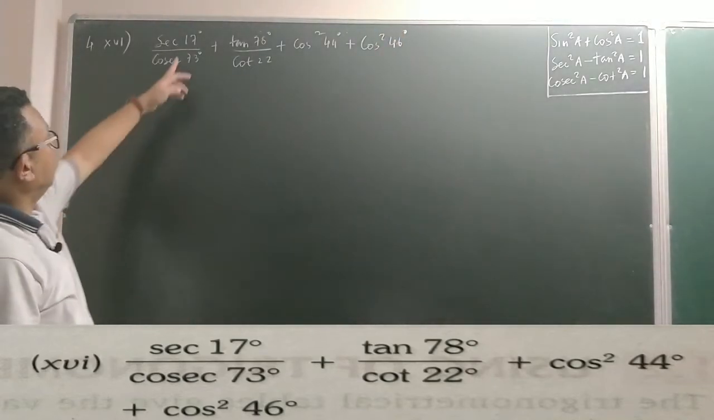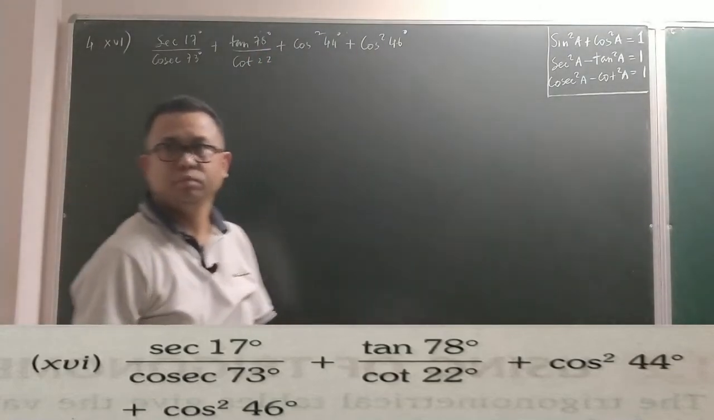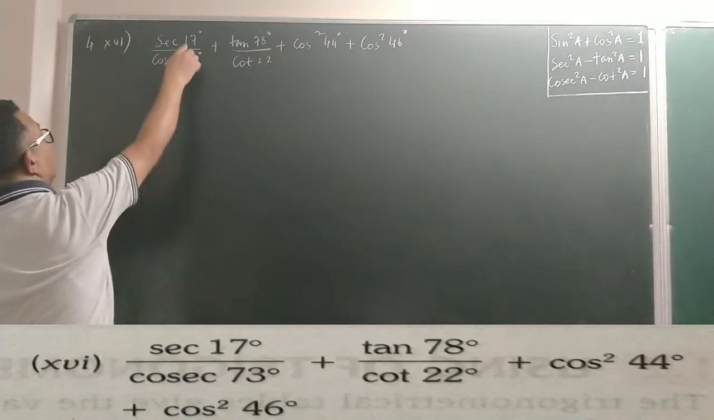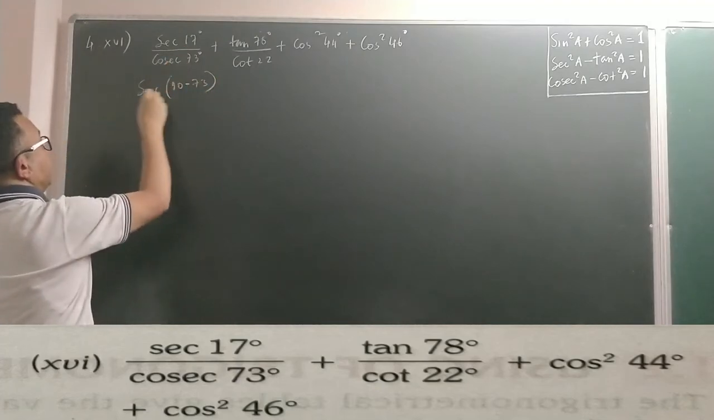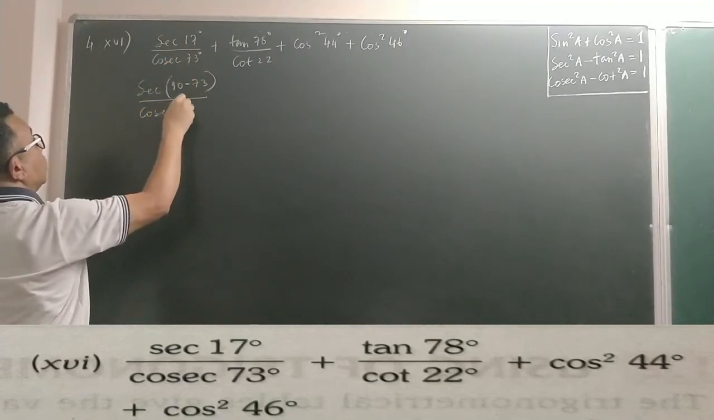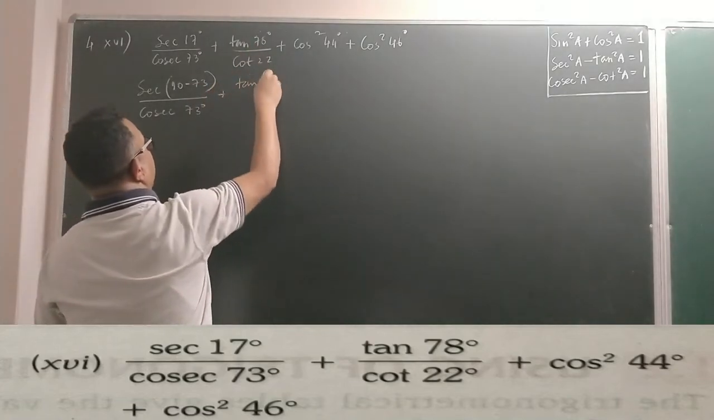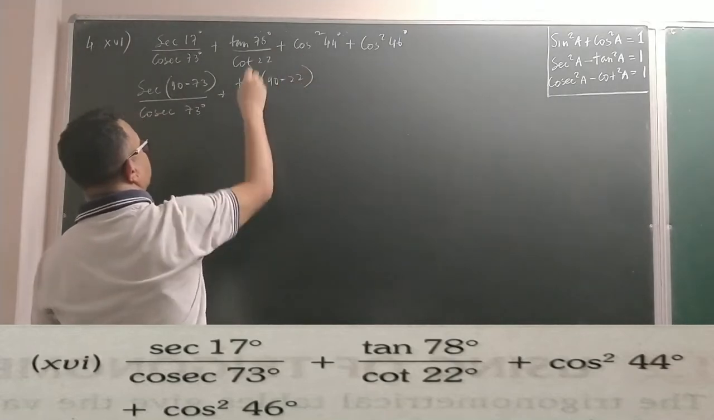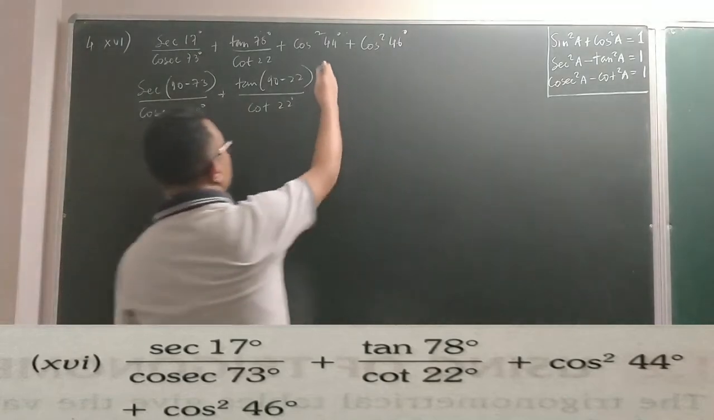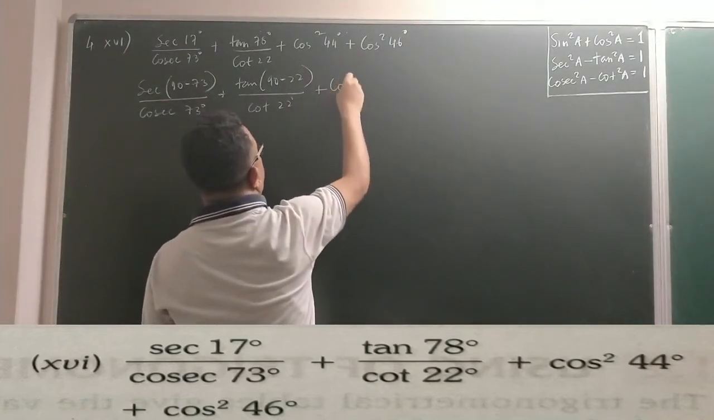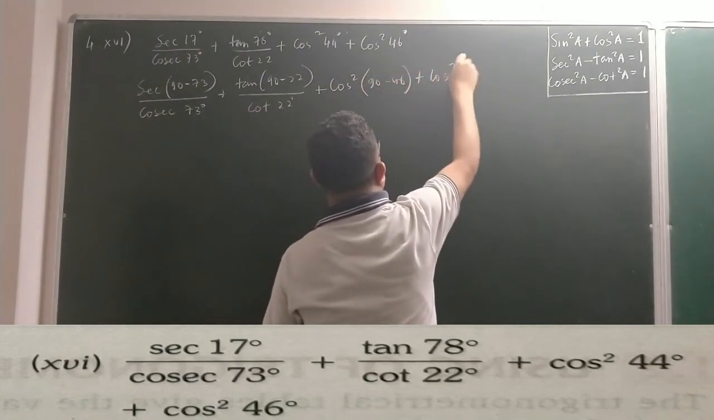See, complementary angles: I'll change one of them, complementary, change one of them, complementary, change one of them. So maybe something will come out of it. Let me change the upper one. So sec 17, let me write 90 minus 73, because 90 minus 73 is 17. Lower side I'm not changing, cosec 73. Plus here, let me change the upper one, tan 90 minus 22, 90 minus 22 is 78, and this is cot 22. I'm not going to change the lower one. Out of these two also change one of them, so let me change the first one. It is cos square 44, right? 90 minus 46. Now don't change the second one, it is cos square 46 degree.